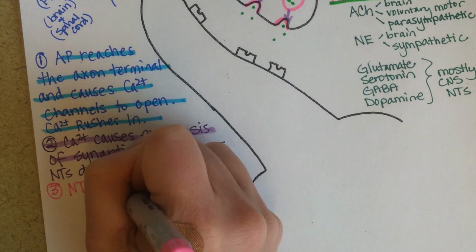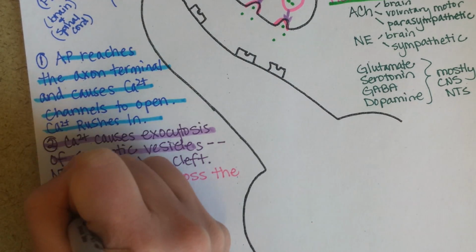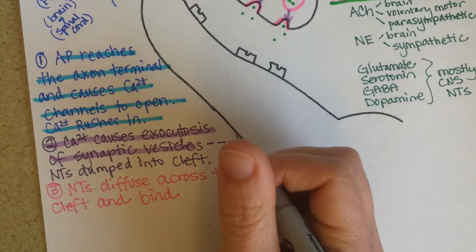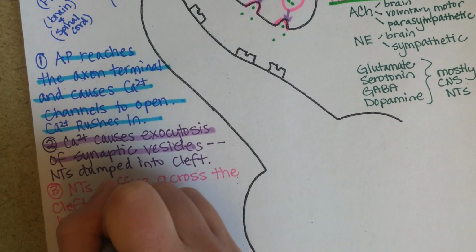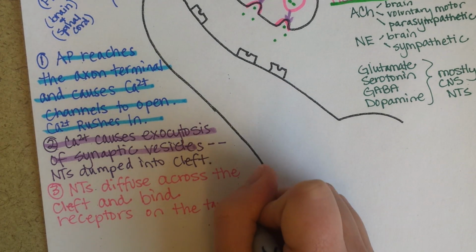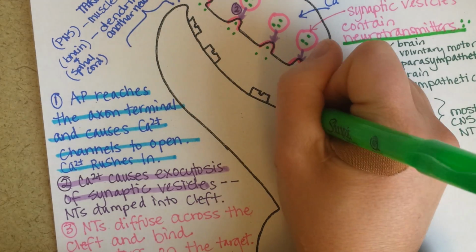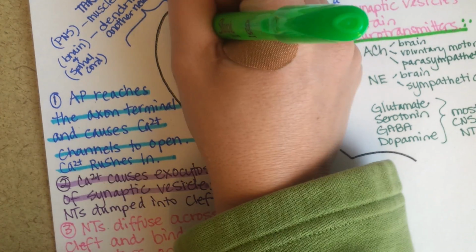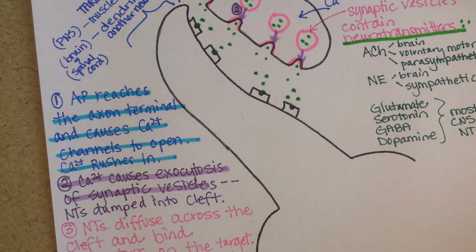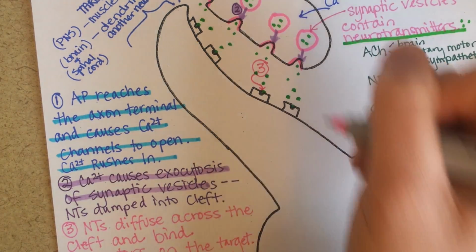The NTs diffuse across the cleft and bind receptors on the target. So you can show the neurotransmitters binding because they diffused across, and use your pink pen to put a big number 3 here, showing its binding.